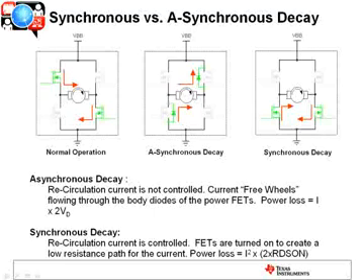Now in synchronous decay, instead of just letting the current freewheel, you turn on, for example, the low sides in this example, and you provide a low resistive path for that current to flow. One advantage right off the bat is typically the RDS(on) is low enough that the power loss in synchronous decay is going to be much lower than the voltage drops across those diodes, so it's going to be more efficient in synchronous decay.